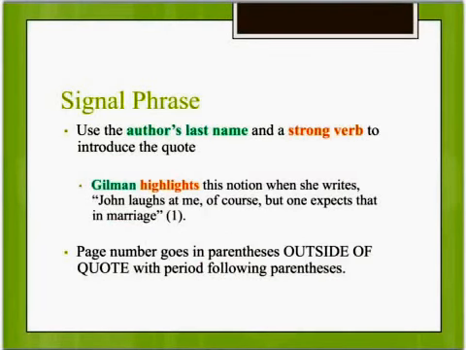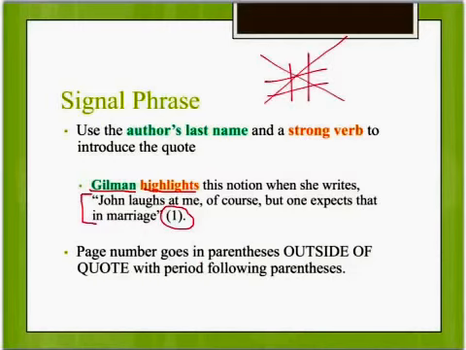So if you use a signal phrase, all you're doing is you're telling the reader up front, here's where I'm getting this. So you use the author's last name, again, never their first name, and a strong verb, and you introduce the quote. So you've got Gilman highlights this notion when she writes, and then you give your quote. So you've got your last name, your strong verb, you've got your quote, and then your page number. When you use a signal phrase, that's what you do. Your page number goes inside parentheses, and the period goes after it. You never put in the number sign. We're not doing that. It's just the numeral.